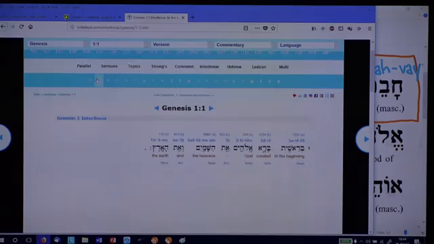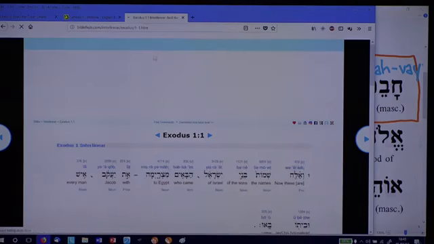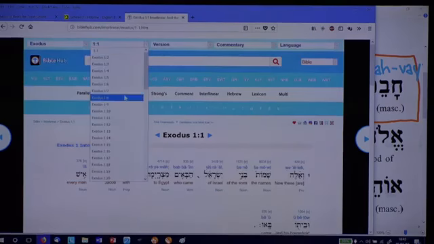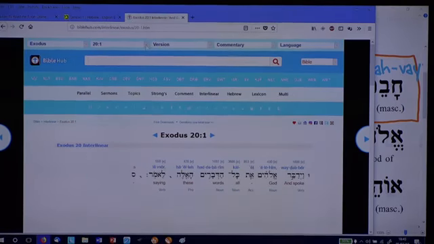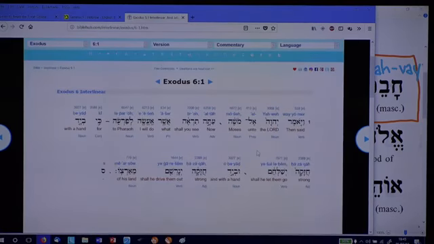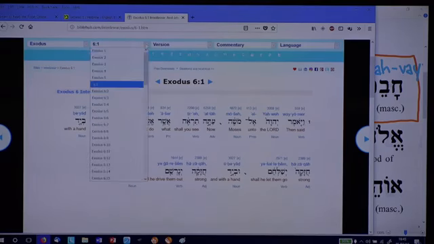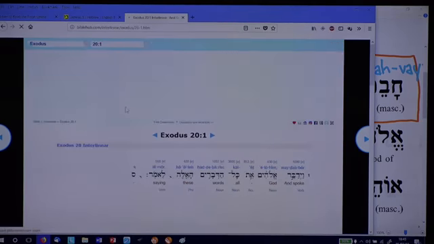And eventually you're going to be floating through something, and you're going to get to, for example, let's go to Exodus. We'll go to chapter 20. And we might go to, let's say, verse 6. And we're reading right along. Exodus 6:1. That's not right. That's so wrong, it's wrong. 20.